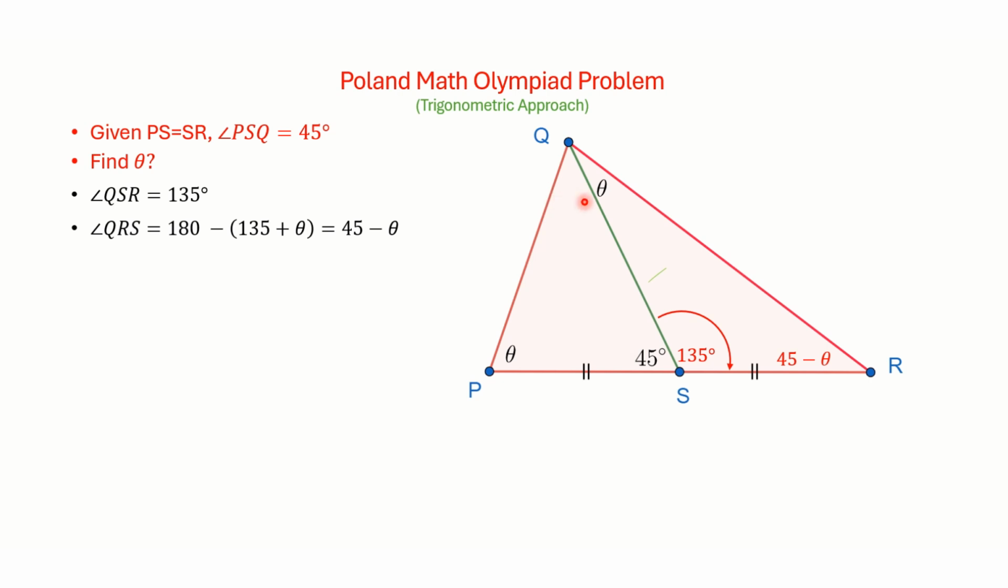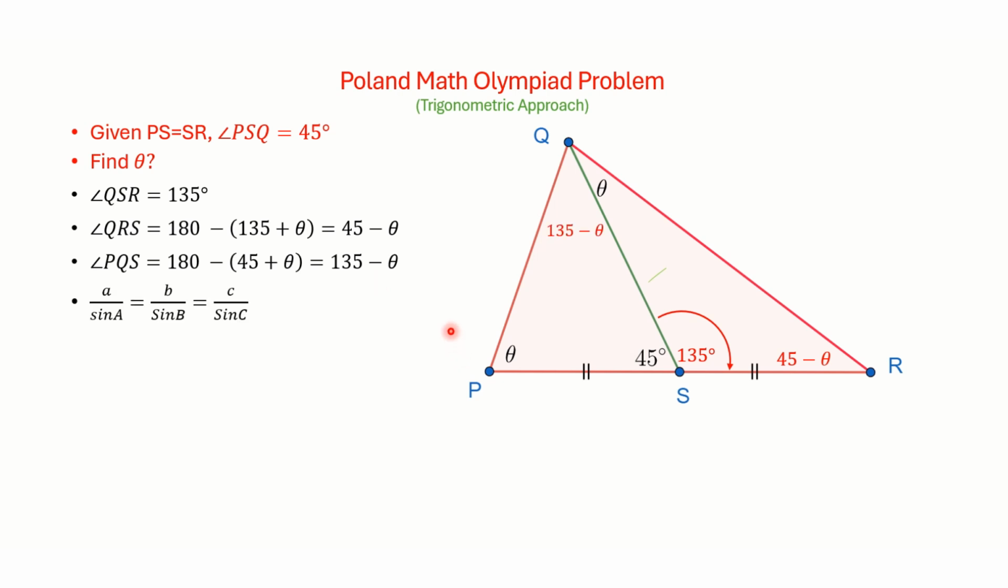What about this angle? This angle will be 180 minus (45 plus theta), because this is again a triangle and the sum of this angle plus this angle plus this angle will be 180. So, we can say PQS, that is this angle, equals 180 minus (45 plus theta), which is 135 minus theta. Now, I will use the sine rule.